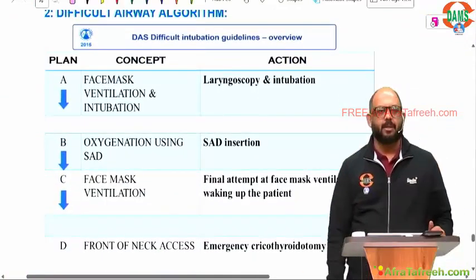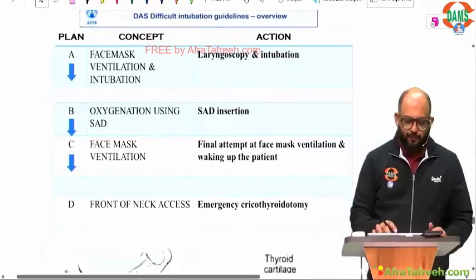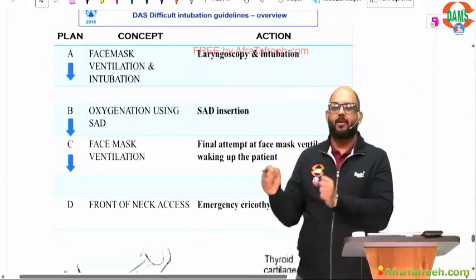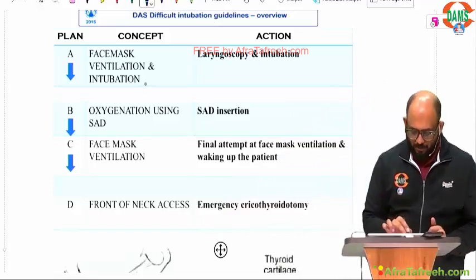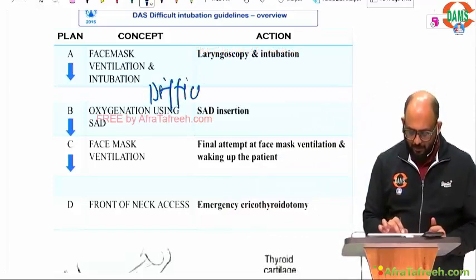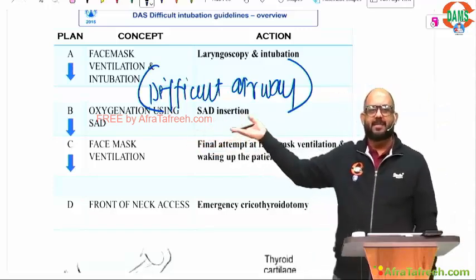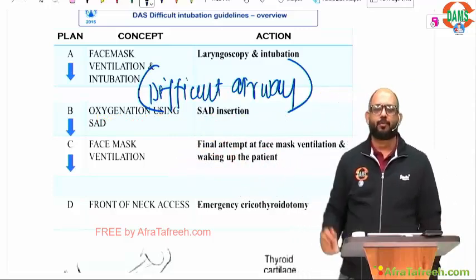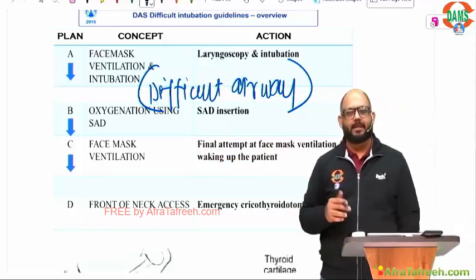Difficult airway algorithm. In case you have an unanticipated difficult airway, you need to follow 4 plans. What is plan A? Face mask ventilation and tracheal intubation. When you fail in plan A multiple times, with multiple intubators, it is called a difficult airway. Then you switch your plan. You go to plan B. The next best device is SAD, so oxygenation using an SAD. Third, if you fail plan B, then a final attempt at face mask ventilation and waking the patient up, plan C.